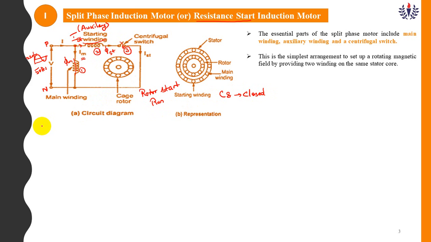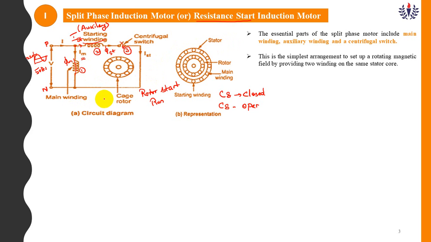So what we have to do, to keep the machine running continuously, is remove the switch. That is, you have to open the centrifugal switch. Once you open the centrifugal switch, there is no current induced in the starting winding. Then the machine will start running continuously.